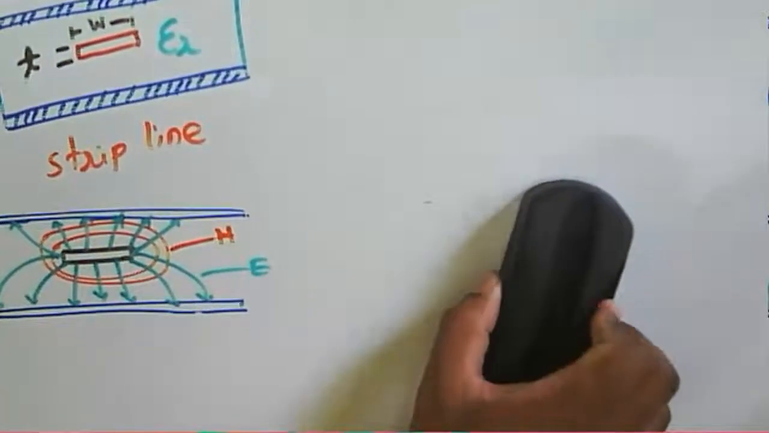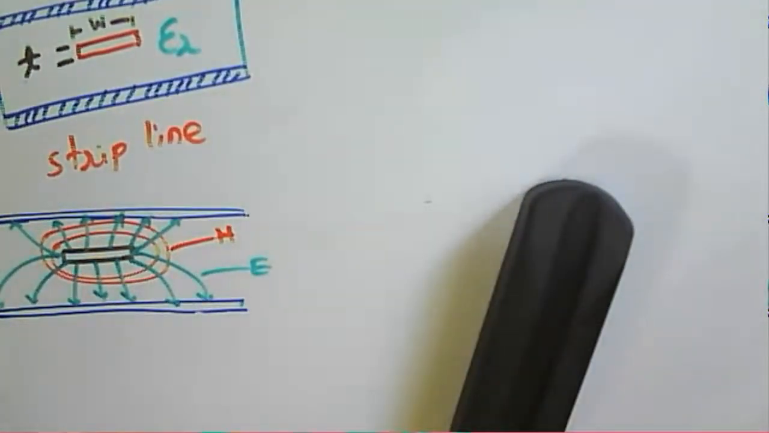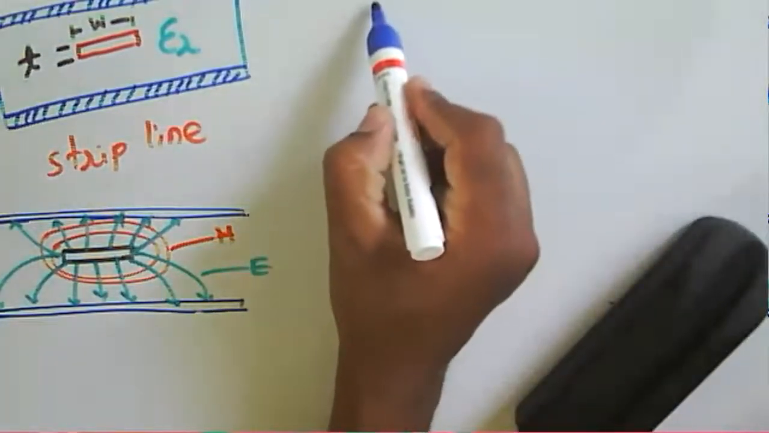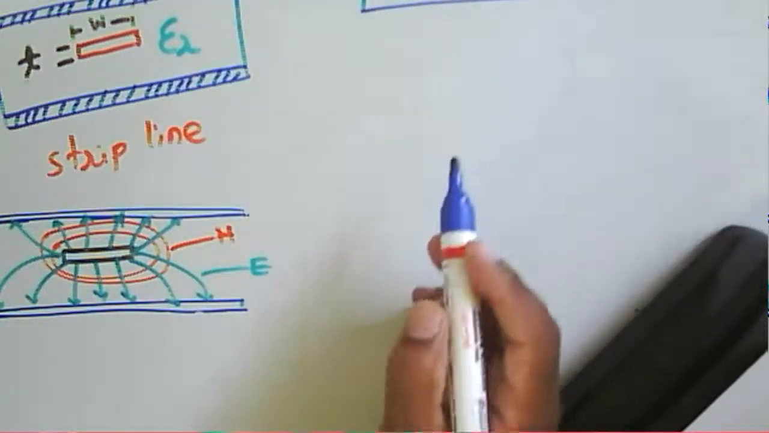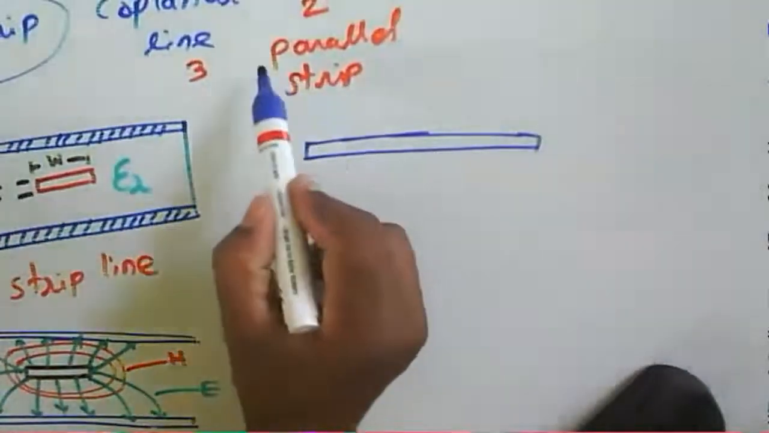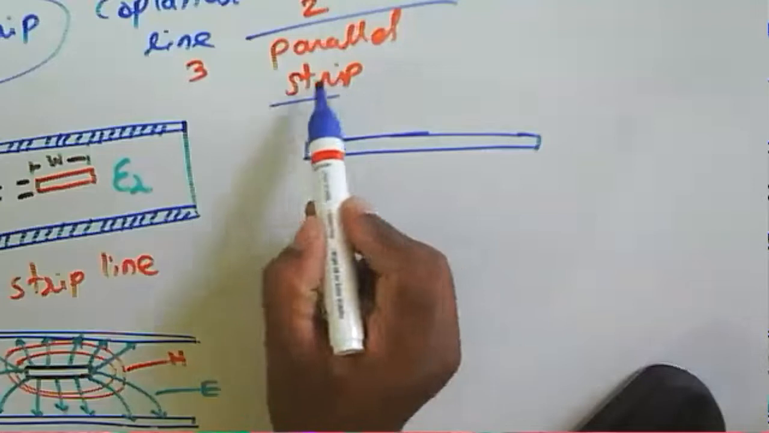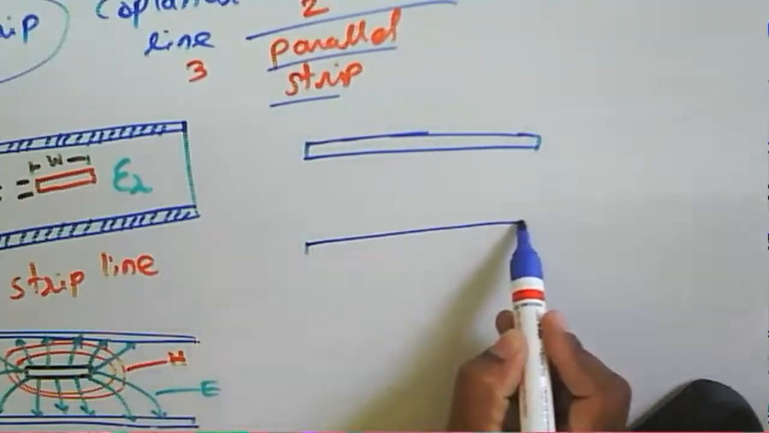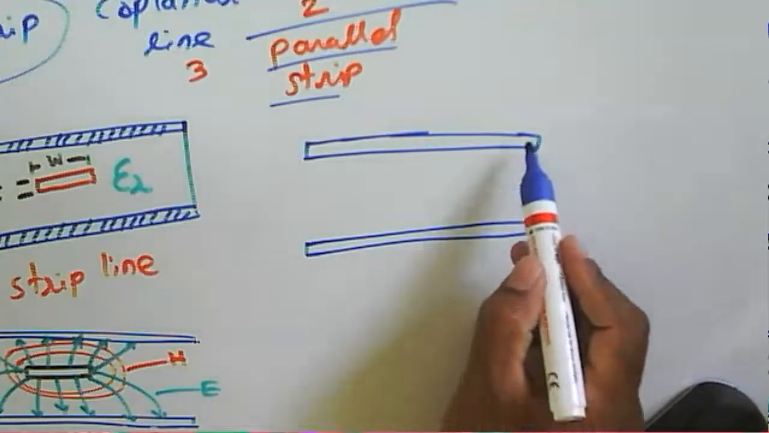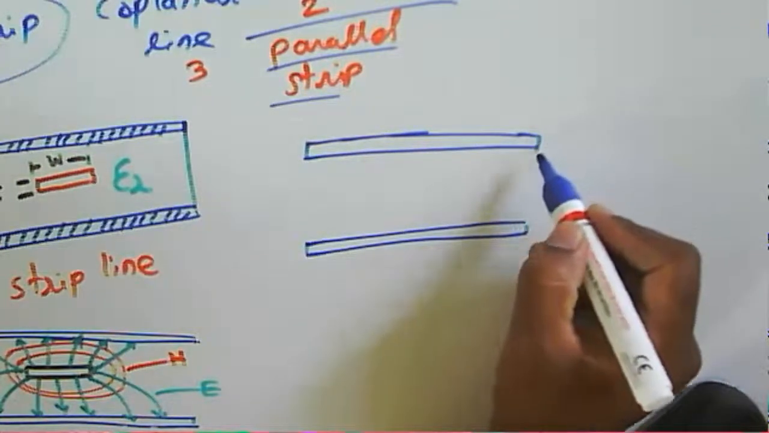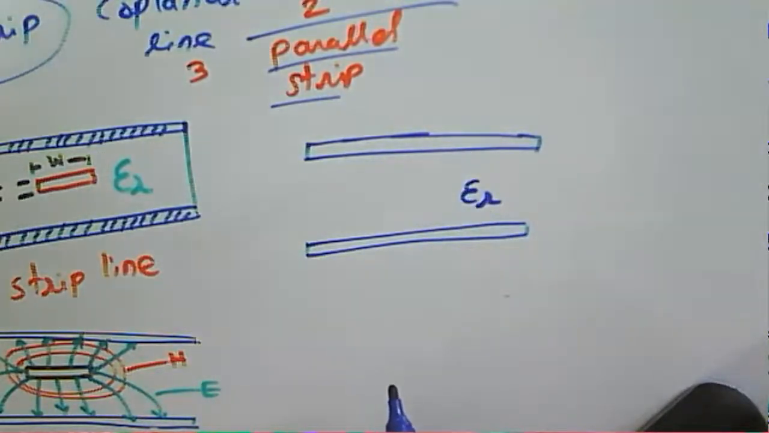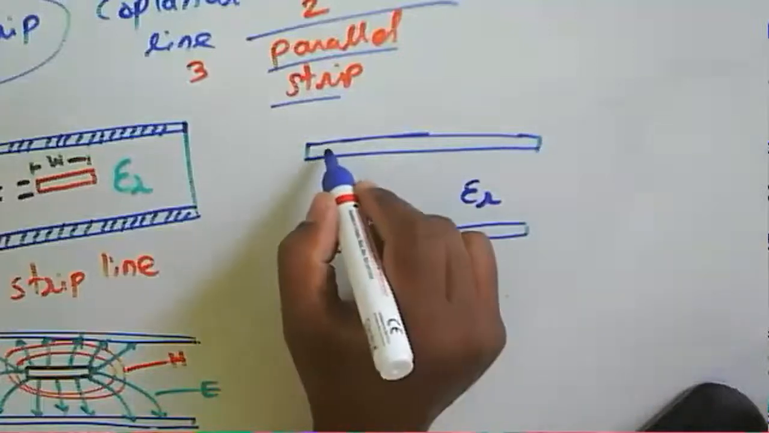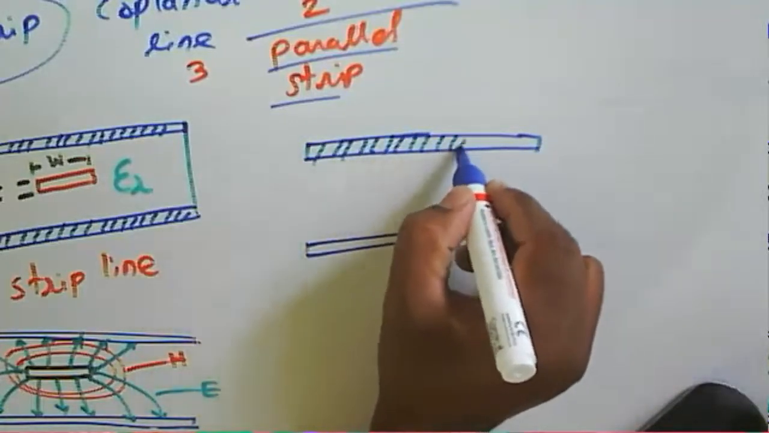Then next is the parallel strip. Now we talk about the parallel strip line. In a parallel strip line there are two conducting slabs, or two conductors. These are parallel, and in between them there is a substrate. This is a dielectric substrate, and these are the two metallic strips.